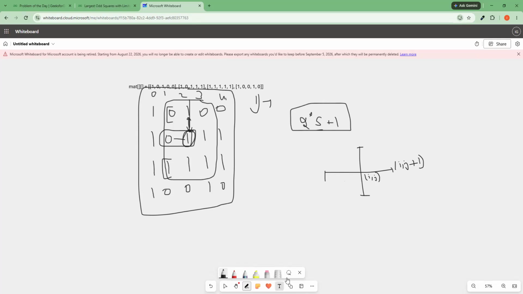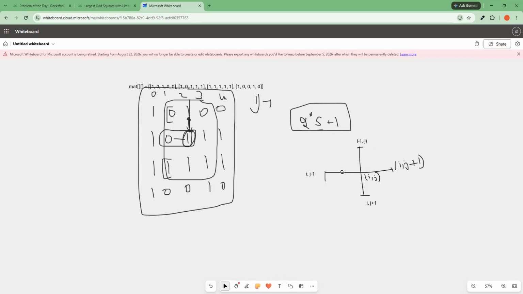And what about this one? So I will take this. What about this one? This will be the i minus 1, j. And what about this one? So this will be i comma j plus 1. And for this one, this will be my i comma j minus 1.